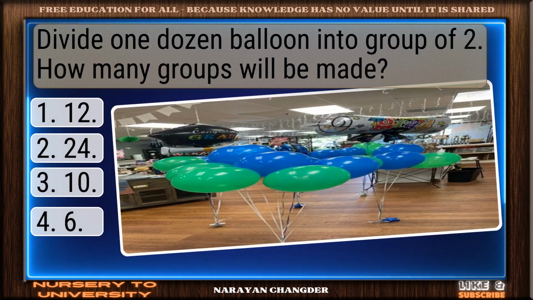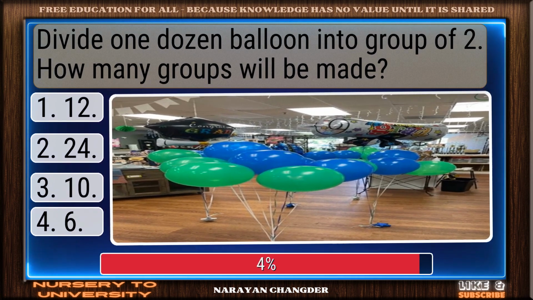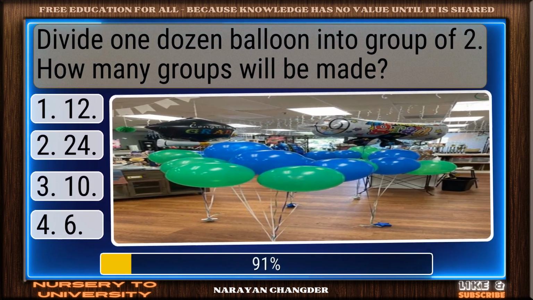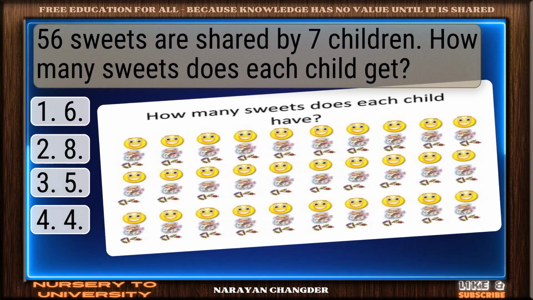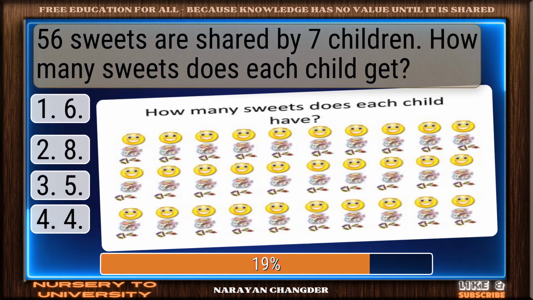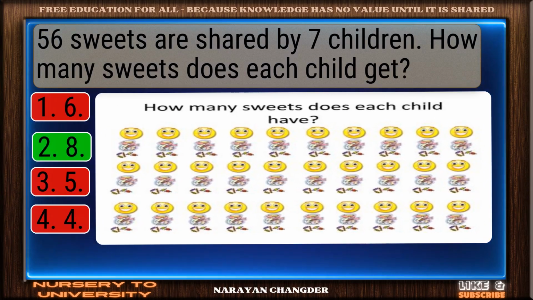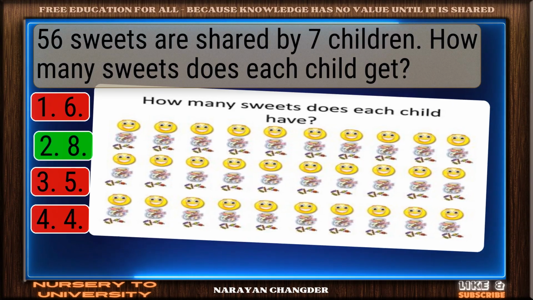Divide 1 dozen balloon into group of 2. How many groups will be made? Excellent. 6 is a brilliant choice. 56 sweets are shared by 7 children. How many sweets does each child get? You're right. 8 is the correct answer.